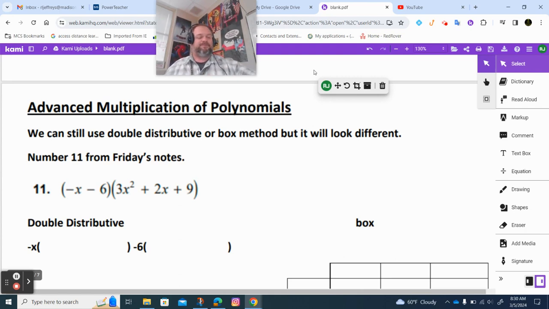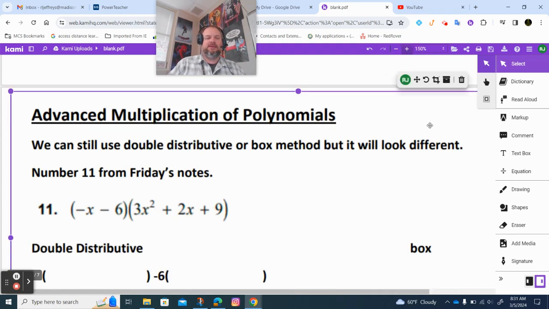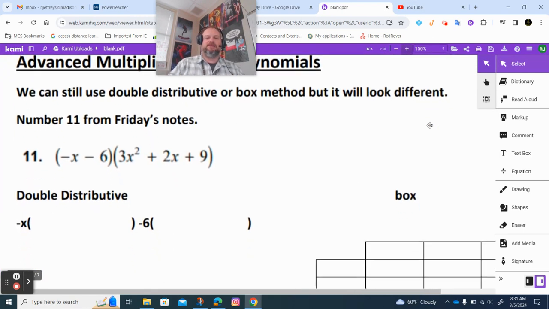All right, so this is a very short lesson, and this is why. These things take time. Okay? These things take time. All right. So some of y'all are already looking at it and you're like, oh no. It will be okay. Every little thing is going to be all right. So we can still use distributive property, double distributive property, or box method. It's just going to look a little different.